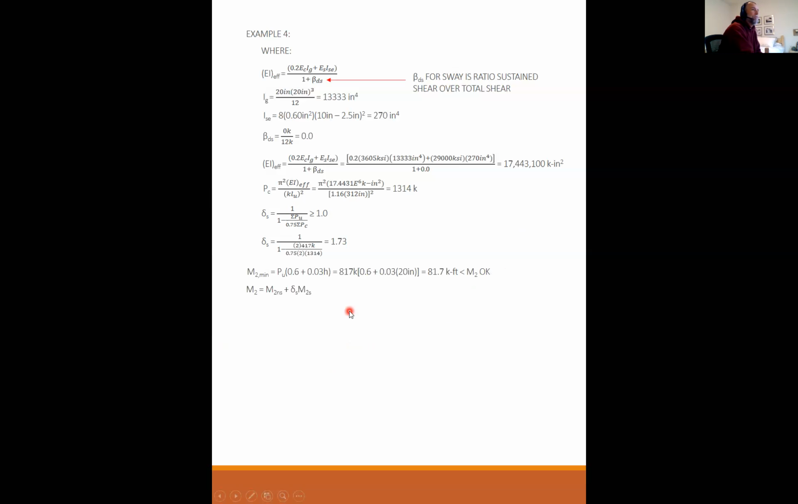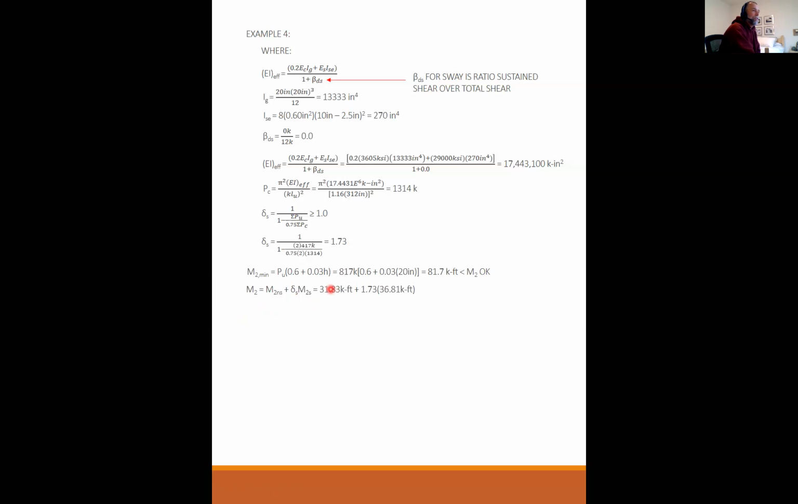Now remember, M2 in this case was given from the moment diagram that I showed you. I think it was somewhere around 40. So what controls is the 81.7 as a minimum. Okay, so my design load, we're finally getting somewhere here.